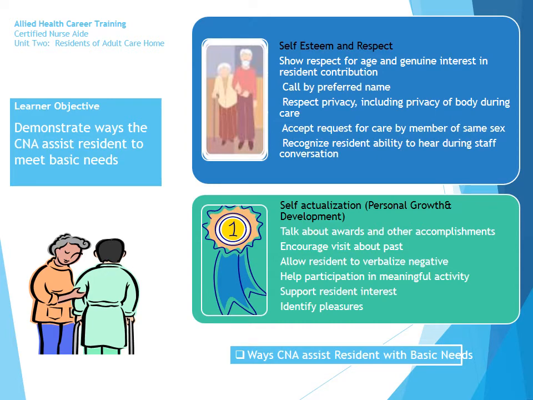Some things that you can do to increase self-esteem and respect for the resident. You can show respect for the resident's age and genuine interest in their contribution within your facility. Call them by their preferred name. Don't call them honey or sweetie or darling or grandma or grandpa unless it is part of their plan of care.